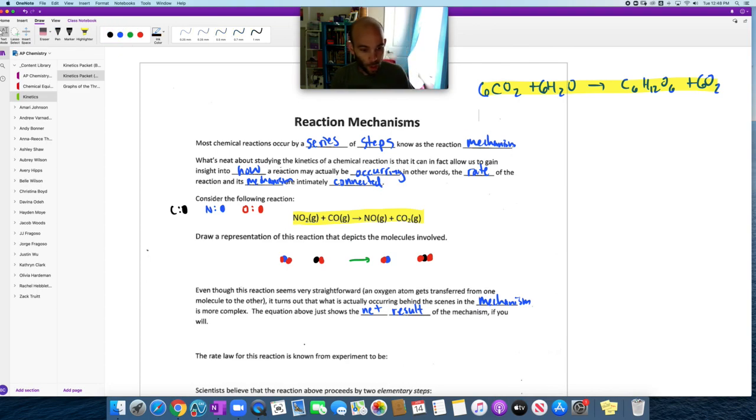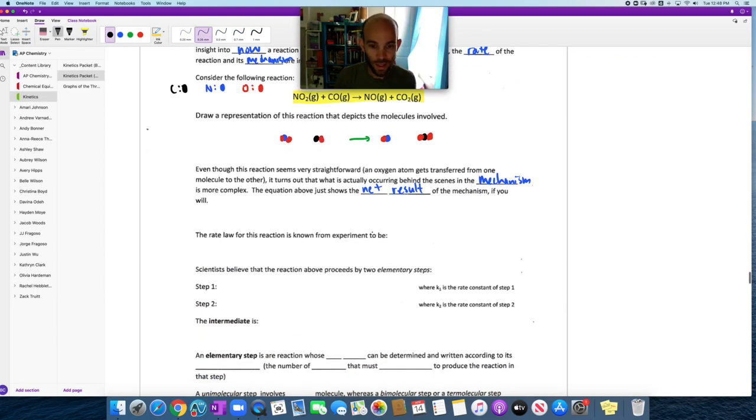So the rate law for this reaction is known by experiment to be, this is the differential rate law, k, the rate constant, times the concentration of NO2 squared. So some scientists have done some rate law experiments. It might have been with the method of initial rates. It might have just been measurements of concentration versus time. And it's well established that this particular reaction has this rate law.